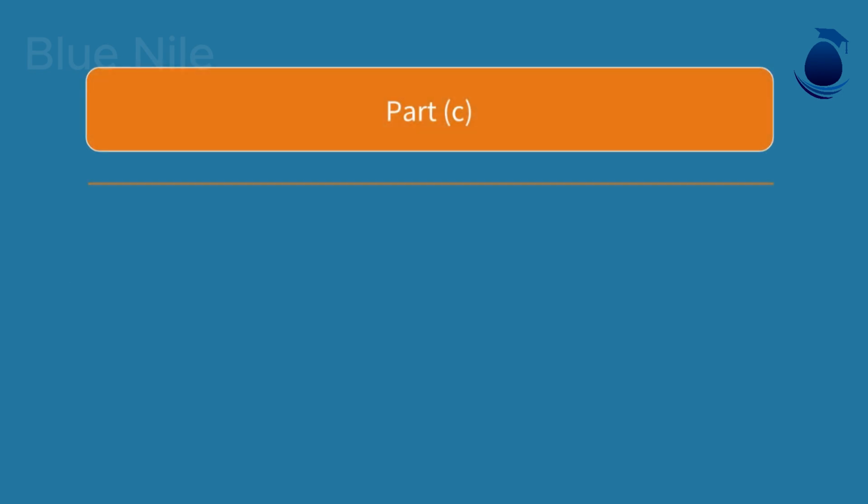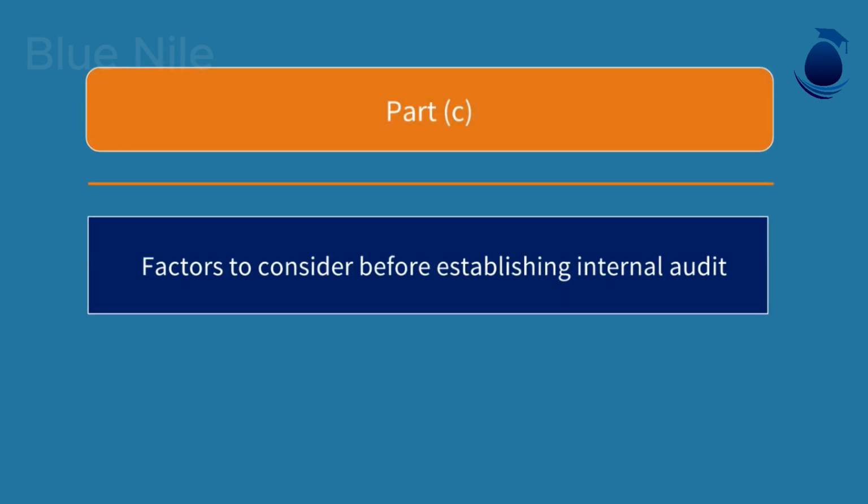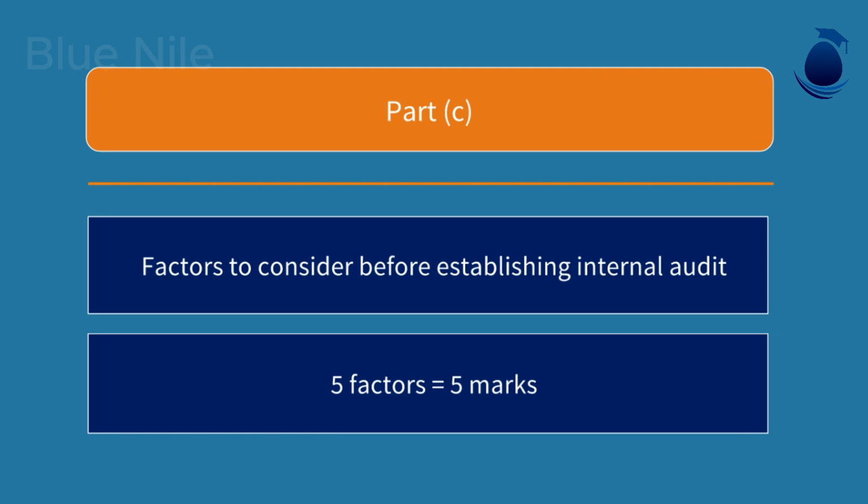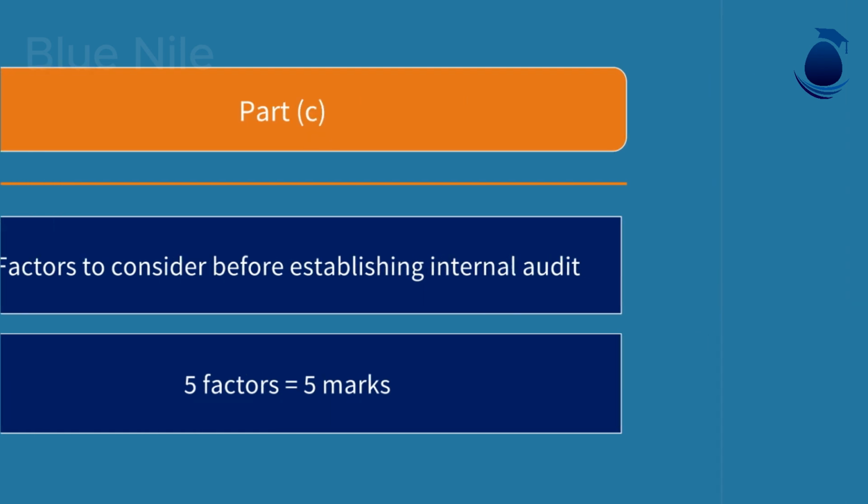Part C is again using the scenario and our knowledge. We must describe the factors the finance director should consider before establishing an internal audit department. This is for 5 marks, and so 5 things the director should consider is our aim.